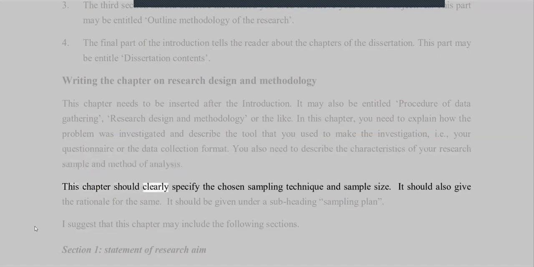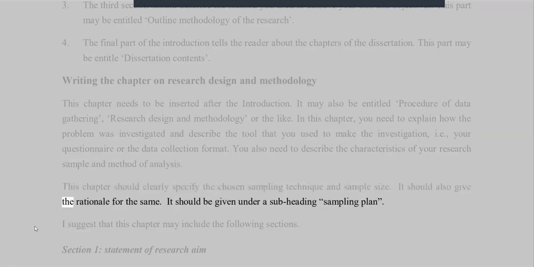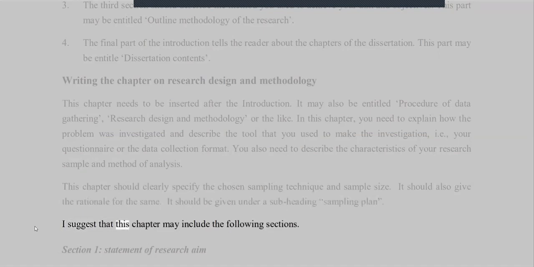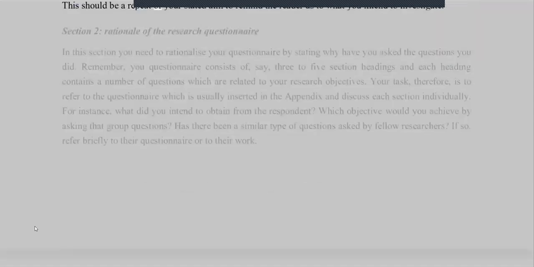This chapter should clearly specify the chosen sampling technique and sample size. It should also give the rationale for the same. It should be given under a subheading Sampling Plan. I suggest that this chapter may include the following sections. Section 1. Statement of Research Aim. This should be a repeat of your stated aim to remind the reader as to what you intend to investigate.